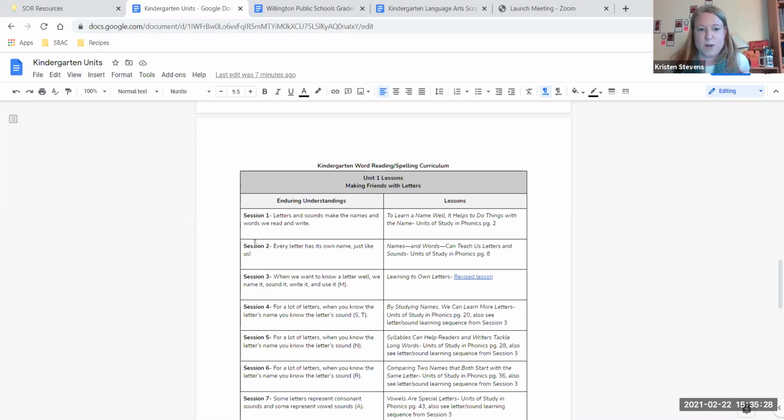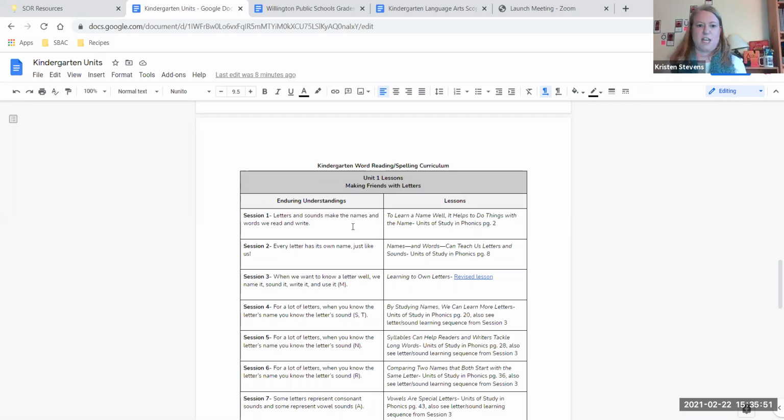So it says here, session 1, I put the enduring understanding just so it matches with the unit plan, and just so the teacher has an idea of really what the child needs to know and be able to do or understand by the end of that unit. So they just have to know that letters and sounds make the names and words that we read and write.